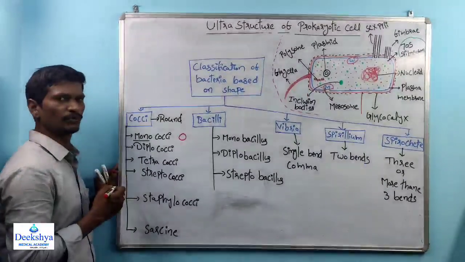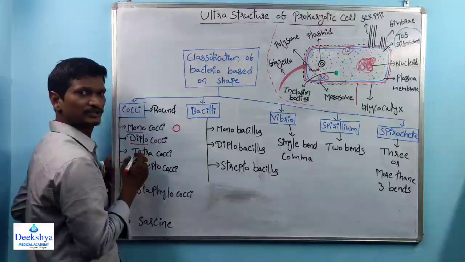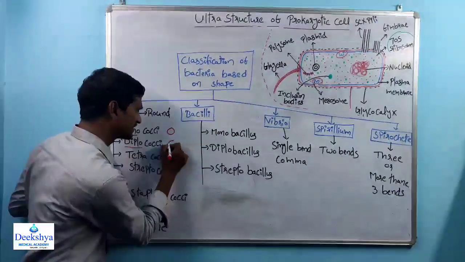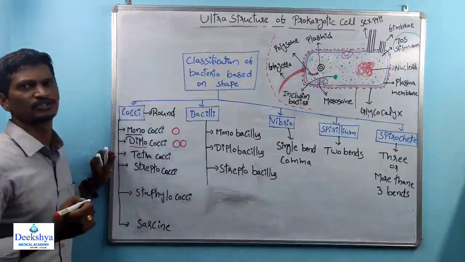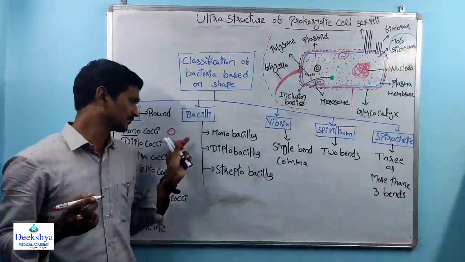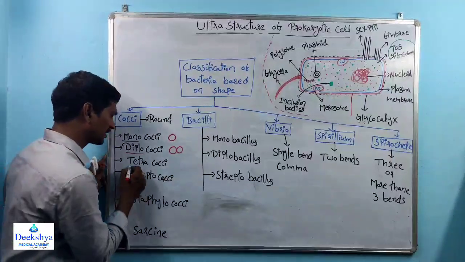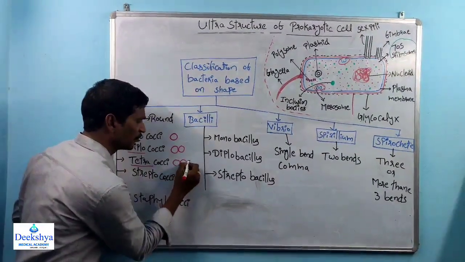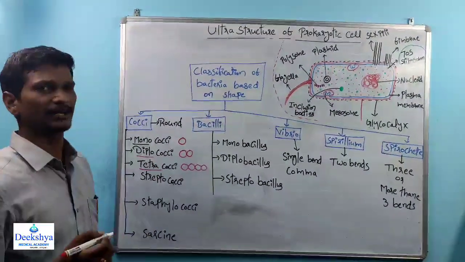Next, diplococci. Here di indicates two. So diplococci means two bacteria are there and both are round-shaped. That type is called diplococci. And tetra indicates four. Totally four bacteria are there and all four are round-shaped. That one is called tetracocci.